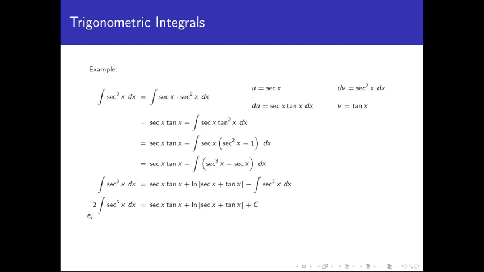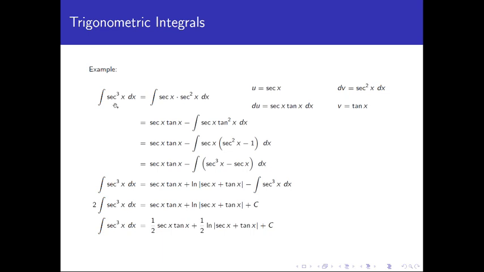But now to finish this off, we divide both sides by 2 to get that the integral of secant cubed x is 1/2 secant x tangent x plus 1/2 natural log of secant x plus tangent x plus c. So this one is more complicated to do, obviously.